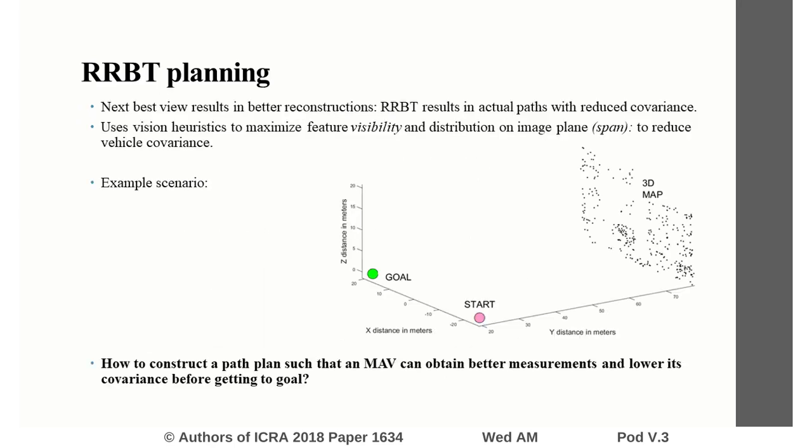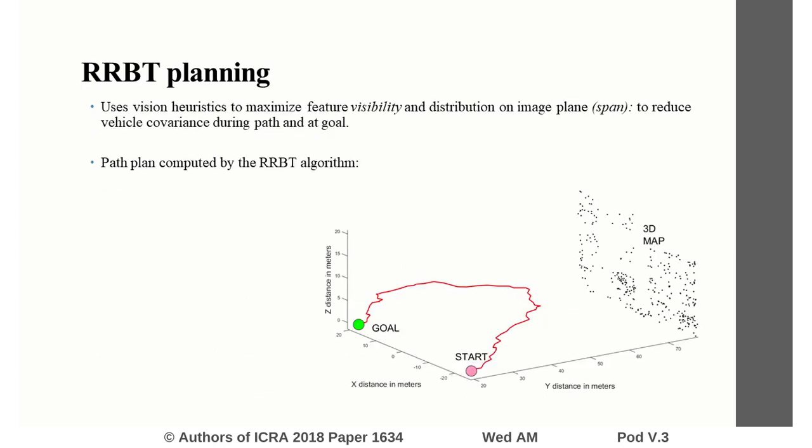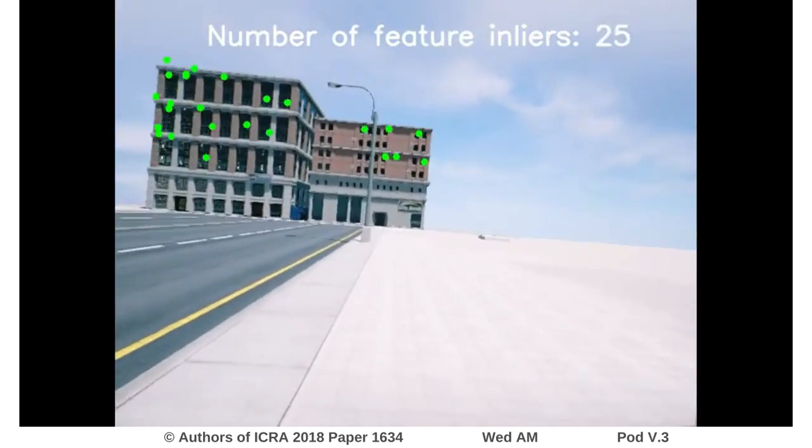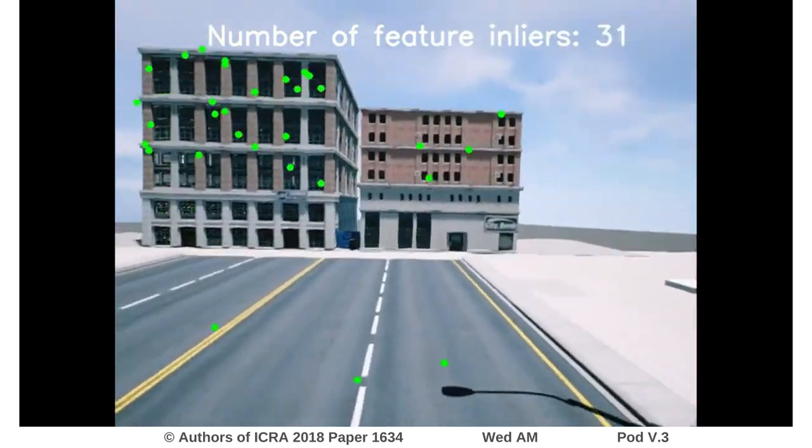Here, we show a sample test case for the RRBT algorithm. Given a start and a goal state, which are both a significant amount of distance from the scene, the question is, how can this MAV fly between them while improving its localization accuracy? This is a path computed by the RRBT algorithm. It drives the MAV closer to the map, so it can robustly track more features, thus allowing it to improve the accuracy of pose estimation.